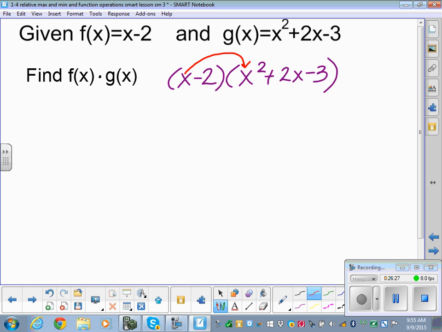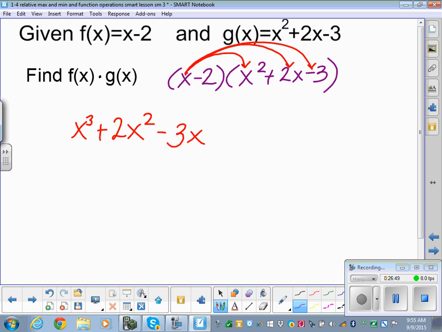X times x squared, x cubed, good. And then x times positive 2x. 2x what? Squared. Okay, guys, properties of x, when it's x times 2x it's 2x squared. X times negative 3, good, negative 3x. And now I'm going to switch colors here, and I'm going to distribute negative 2 through to each thing. Negative 2 times x squared, negative 2x squared. Negative 2 times positive 2x. Negative or positive, very different. Good, negative 4x.